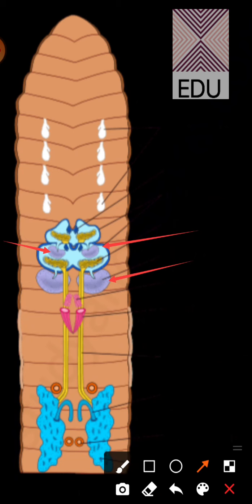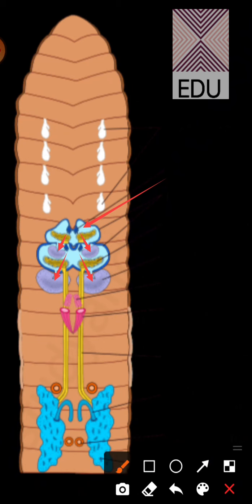Now what happens is that the sperms which are produced by the testes of the 10th segment, suppose if we take this particular testes, these are producing sperms and these are poured into the seminal vesicle of the 11th segment. And the sperms which are produced by the testes of the 11th segment are poured into the seminal vesicle of the 12th segment. So this is something which should be remembered very carefully.